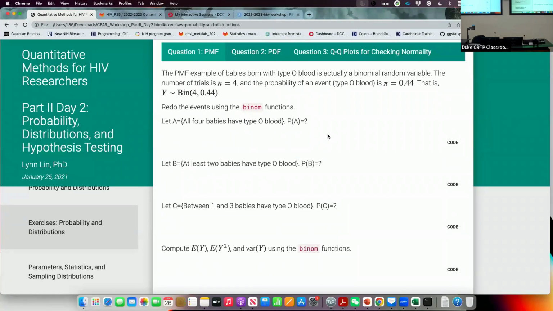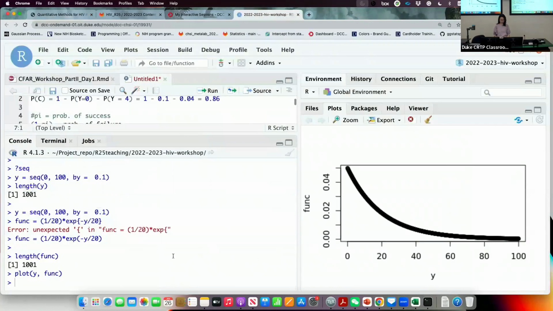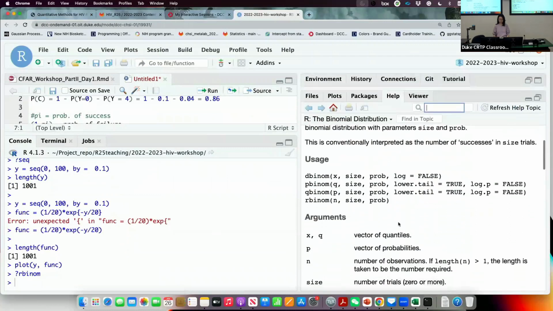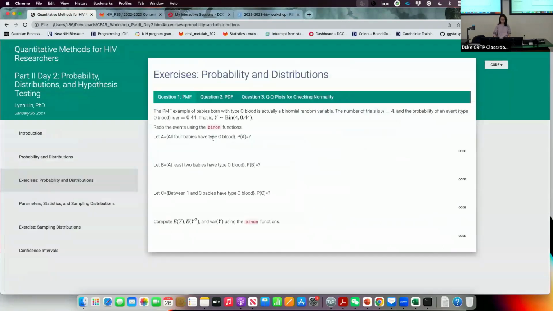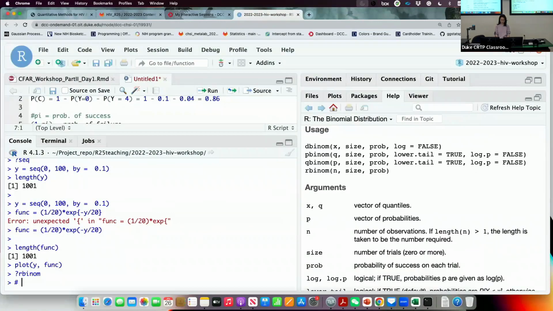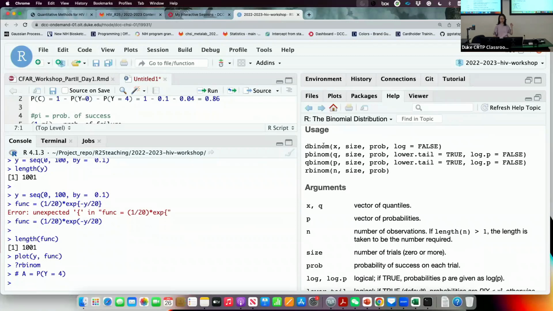Okay, now let's look at the first event, that all 4 babies have type O blood. What's the probability that A happens? First of all, what function are we going to use? By now we have 4 different types of binom: D binom, P binom, Q binom, and R binom. Which one are we going to use for event A? Event A is the probability Y equals 4. Given this, what should be the correct function to use?